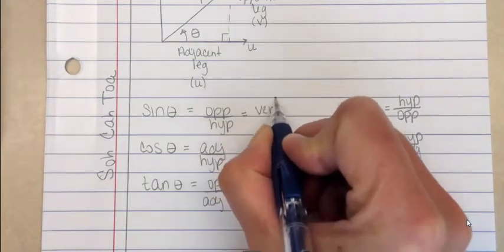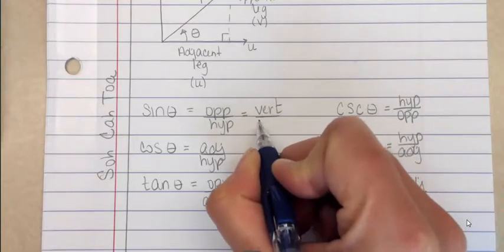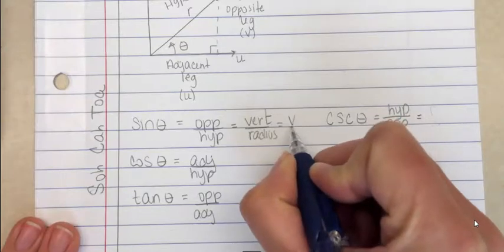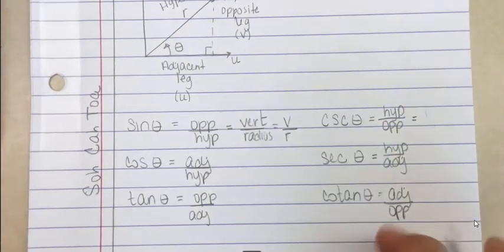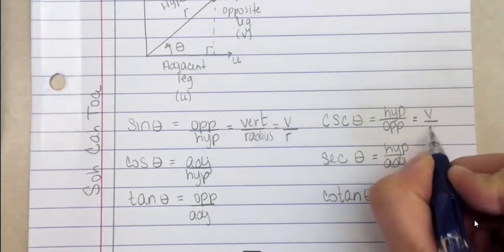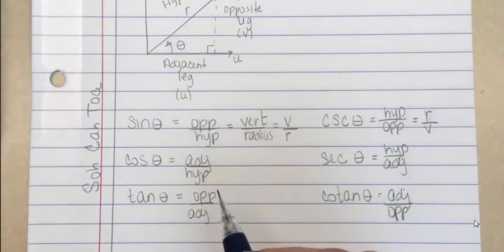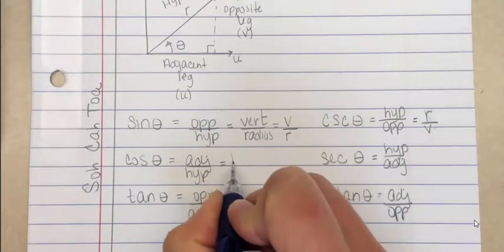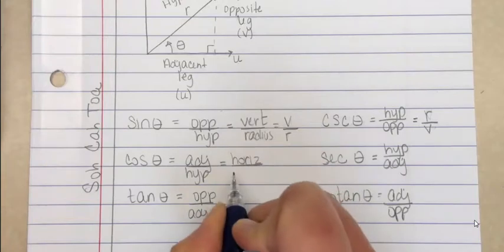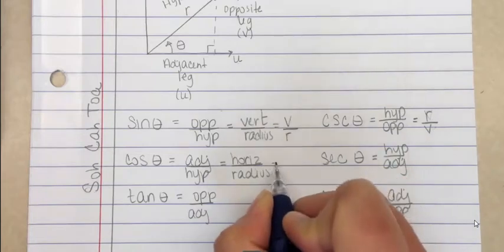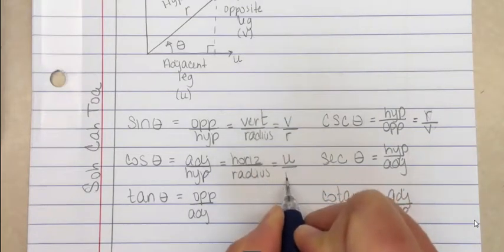So when you're thinking about sine, this could really be the vertical coordinate over the radius. They use V for vertical and R for radius. And the reciprocal of that would be R over V. For cosine, instead of adjacent, you can think of it as the horizontal coordinate over radius, where they're using u for the horizontal coordinate.